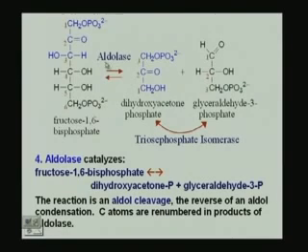In this case, we have an aldolase with the reaction being an aldol cleavage. We have the formation of dihydroxyacetone phosphate and glyceraldehyde 3-phosphate. So, this step is where you have the breakdown of the 6 carbon unit.